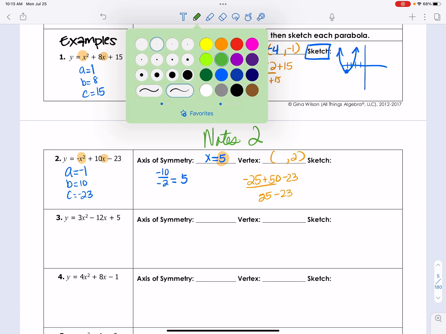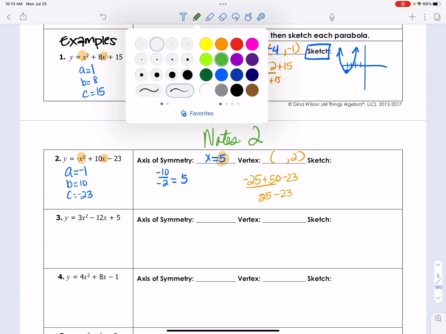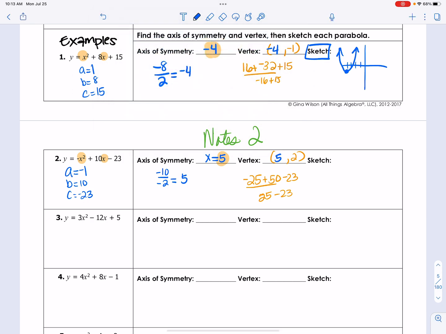So I found the x value and the y value, and I found the x value by doing -b over 2a. So when I sketch a graph, I'm going to go over 1, 2, 3, 4, 5, and up 2. That's my vertex, and then it's going down. It doesn't have to be a perfect graph. I don't need any other points.